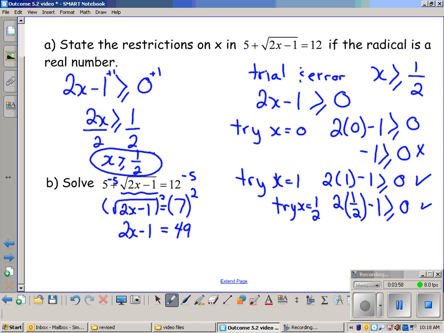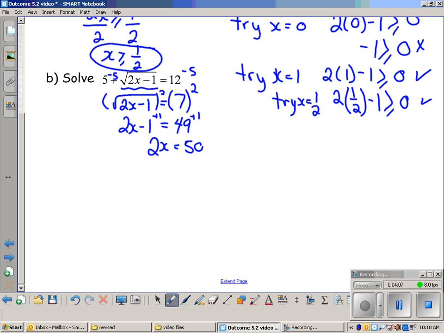I now need to solve this equation for x. So add 1 to both sides. I have 2x equals 50. Divide both sides by 2. And my solution is that x equals 25.